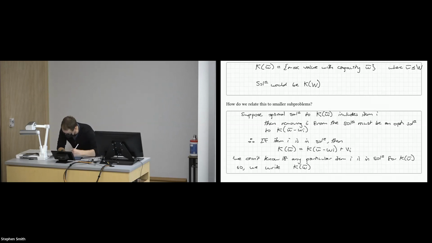So we can write K of W bar is equal to the max over all the i such that the weight of the item can fit in the backpack. Weight of i is less than or equal to W bar, of the expression above, K of W bar minus w_i, plus v_i.